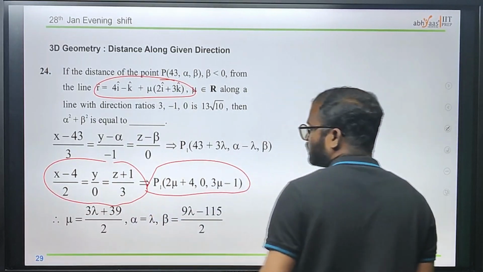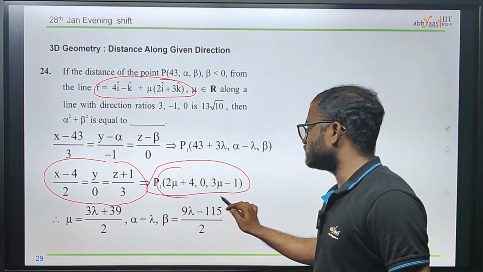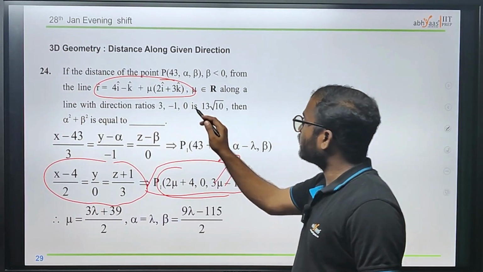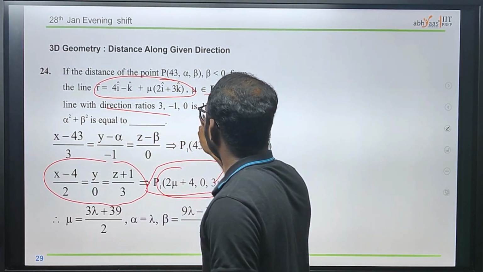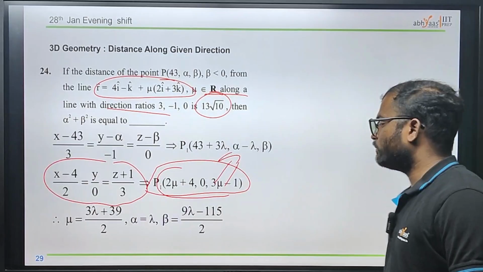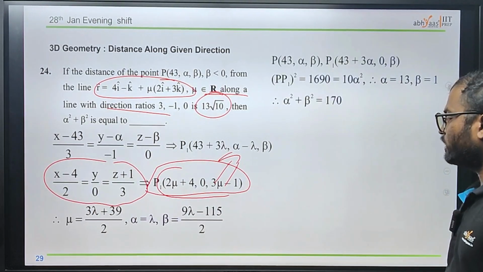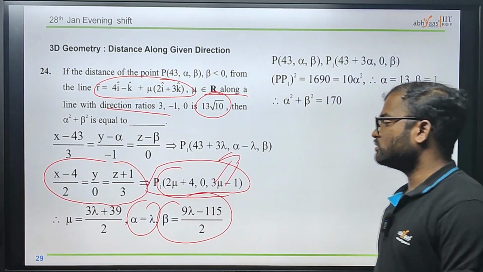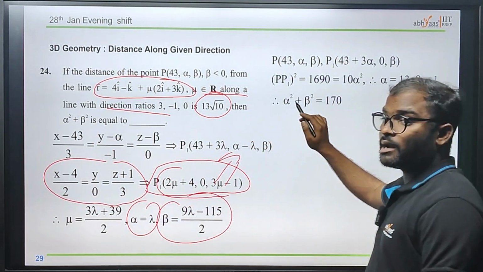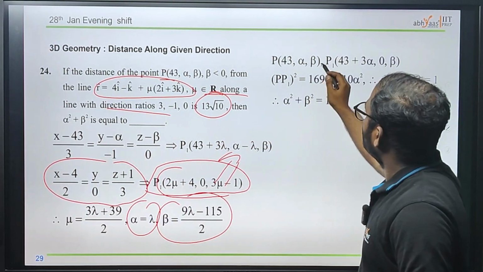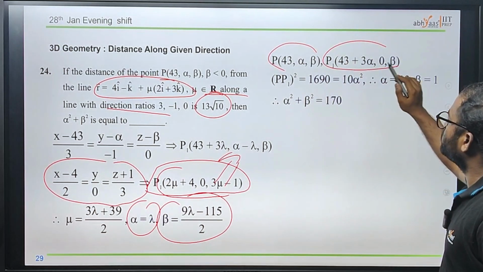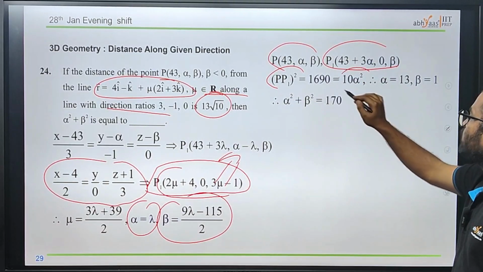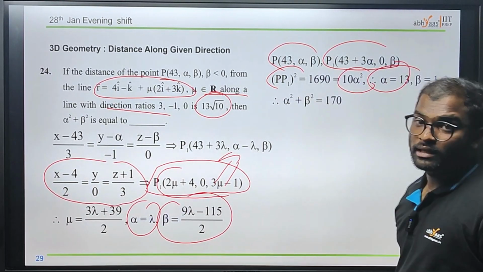Now, since we have this situation, taking them equal, along with the line direction ratios, the distance is 13 root 10. Now we can easily see that alpha is equal to lambda, beta is equal to this, and also mu is equal to this. We got the point and this point, which is the direction ratio of that one. Therefore, finding the distance between those two, we will get 10 alpha square. Therefore alpha will be 13.